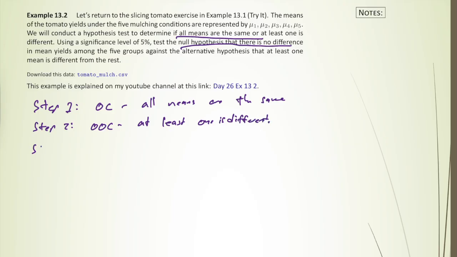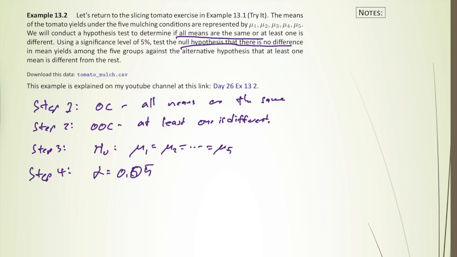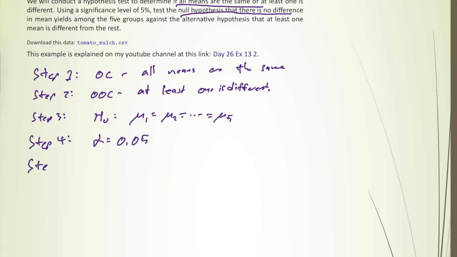Okay, and so step 3, my null hypothesis is going to be mu1 equals mu2 all the way to mu5. Step 4, alpha equals 0.05. Okay, and now let me get my data and go to Excel.